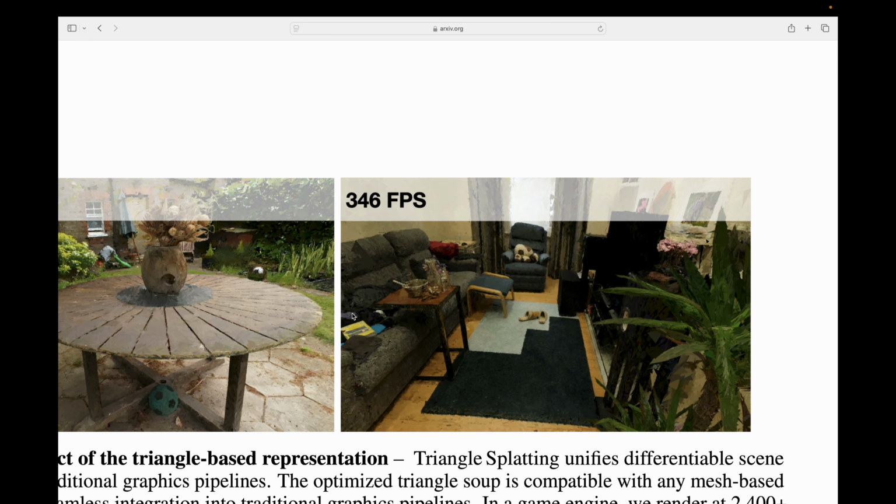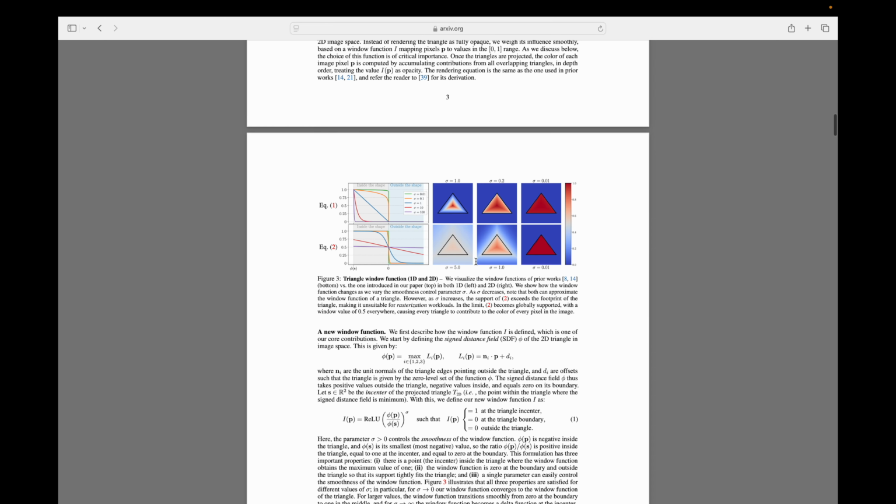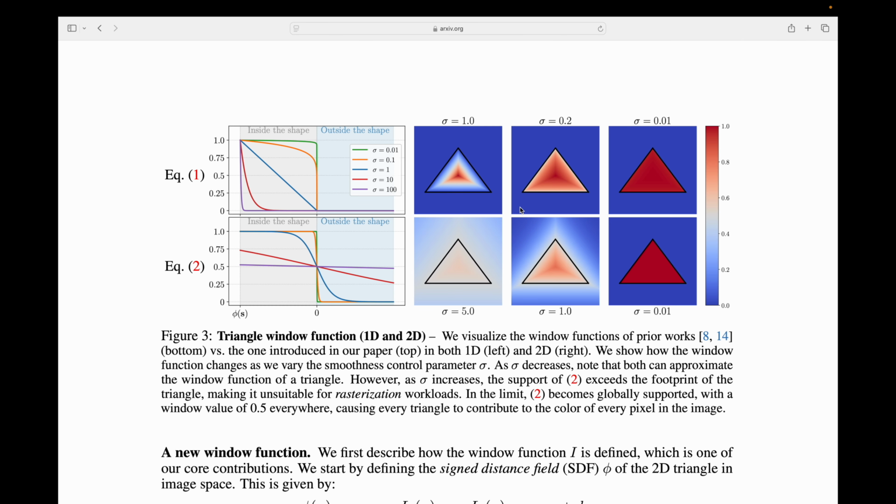Because we are doing rendering, and because of this, maybe it's related to this window function. The triangles are not fully opaque. They are, let's say, semi-transparent. But when you export them into a game engine, you assume that they are fully opaque, and that's why you have lost in quality. But with the follow-up paper, they solve this issue.